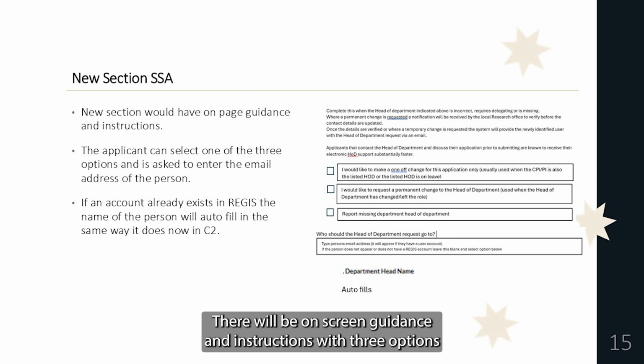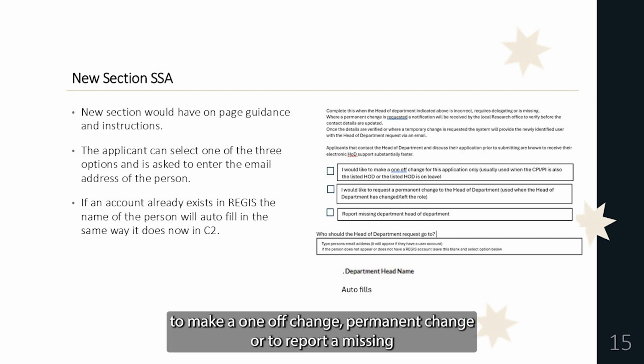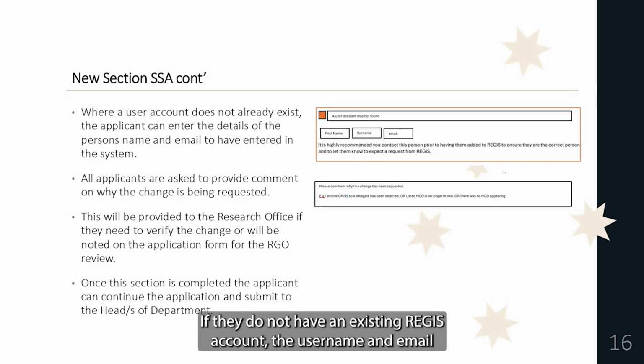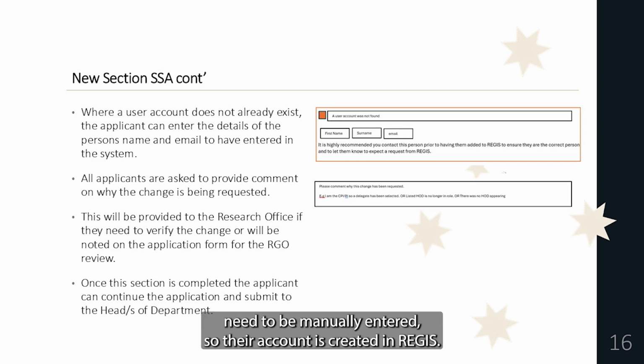There will be on-screen guidance and instructions with 3 options to make a one-off change, permanent change, or to report a missing header department. If the user entered has a REGIS account, their details will auto-populate. If they do not have an existing REGIS account, the username and email need to be manually entered so their account is created in REGIS.